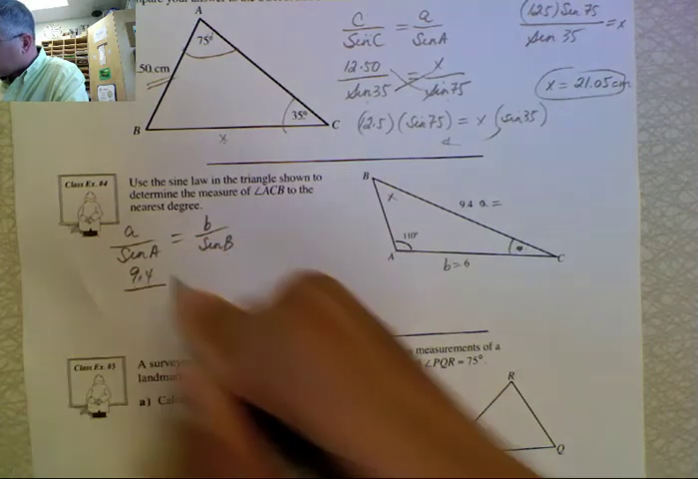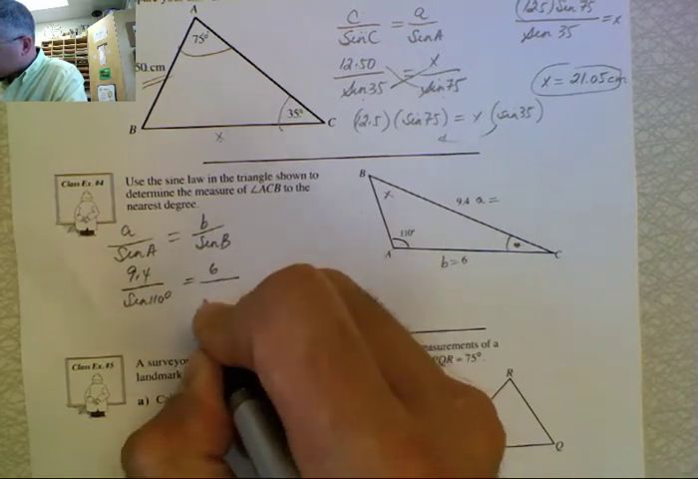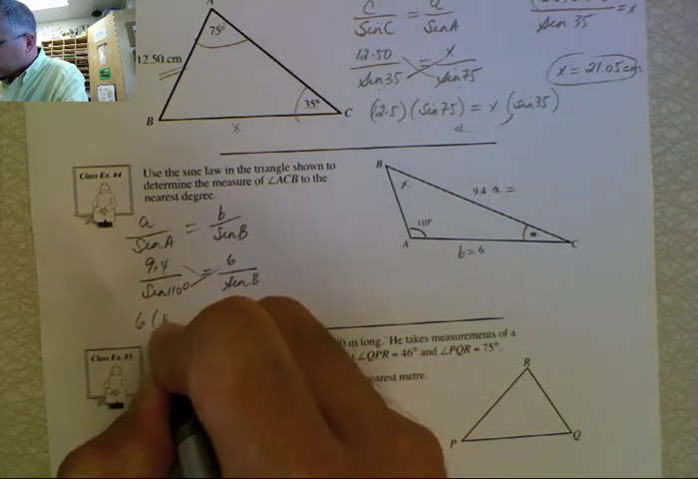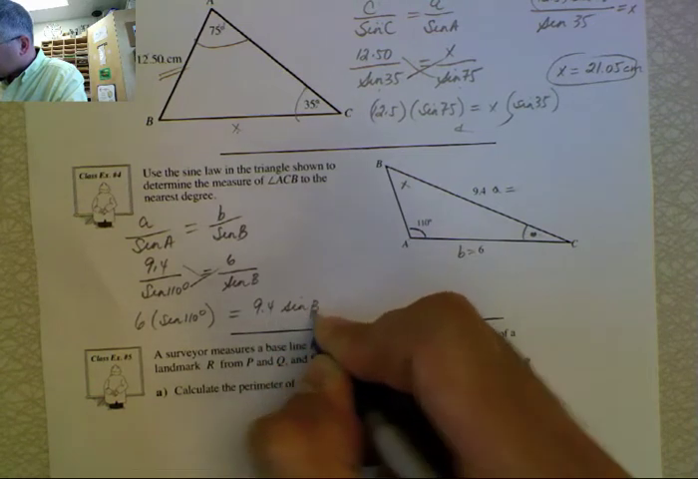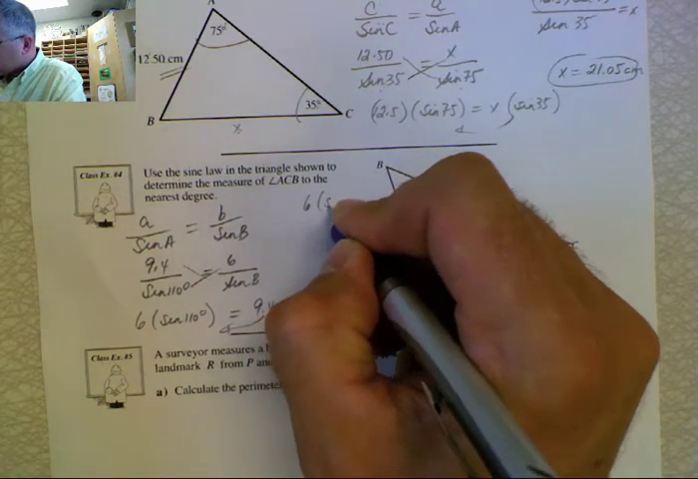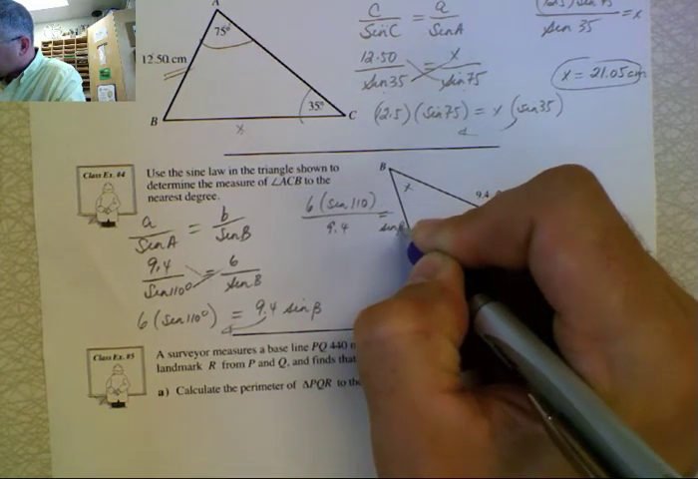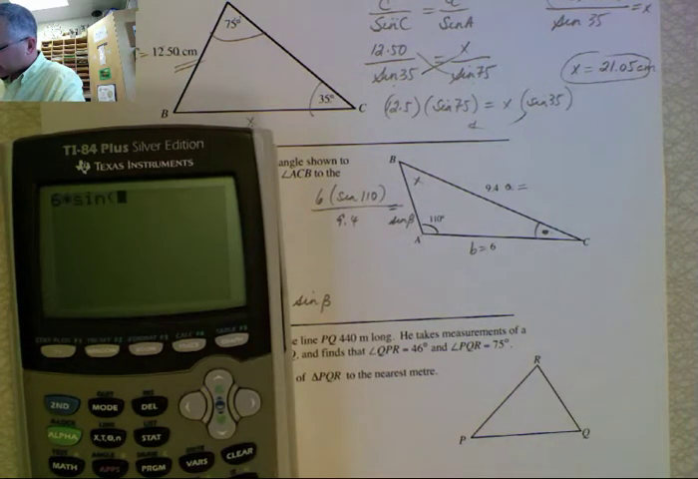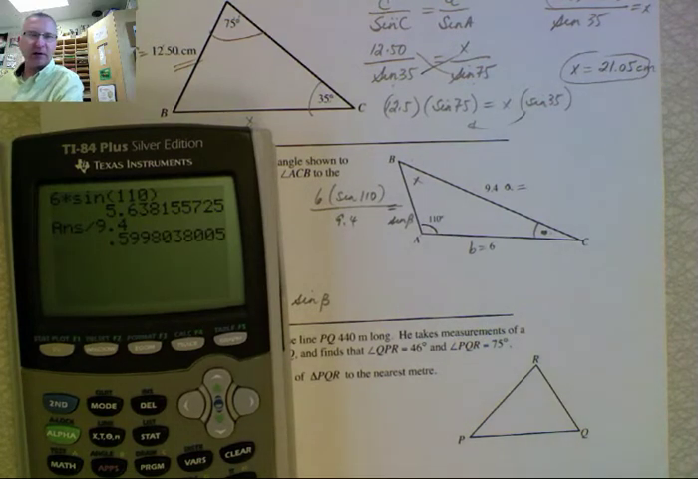Side A is 9.4, angle A is 110, side B is 6, and we're looking for angle B. So we're going to cross multiply. We're going to get 6 times the sine of 110 equals 9.4 times the sine of B. So now we're going to divide by 9.4. We're going to get 6 times the sine of 110 divided by 9.4 equals the sine of B. So if we calculate this, we go 6 times the sine of 110, close the brackets, hit enter, divide by 9.4, we get this big long decimal.